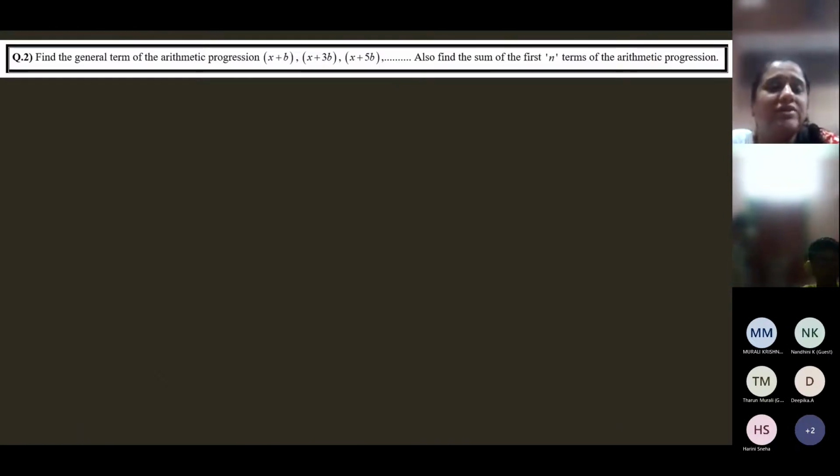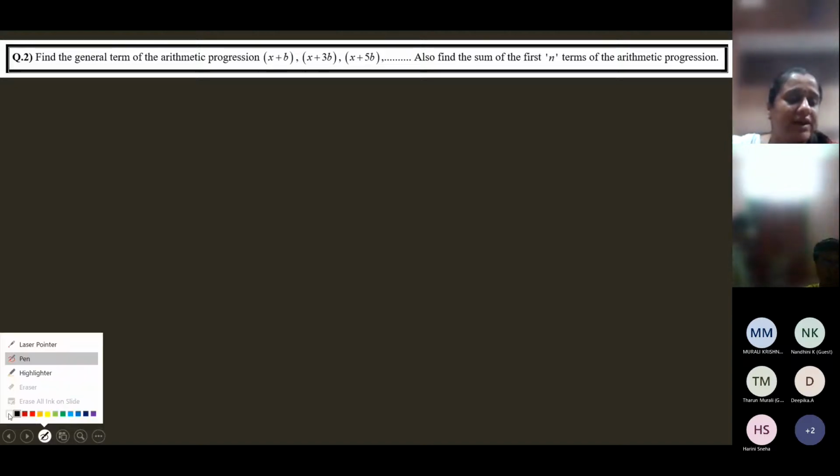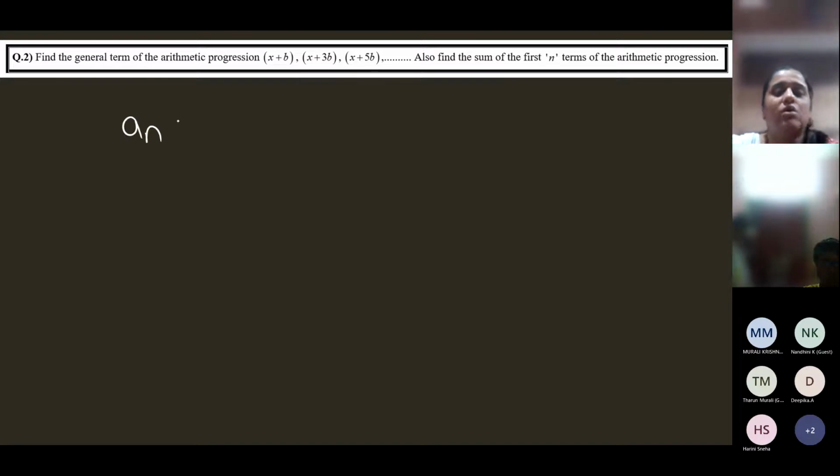See this one. Find the general term of the arithmetic progression. You can see it there. Also find the general term. General term meaning you should find an. Also find the sum of the first n terms of the arithmetic progression. That means you should find an and Sn.